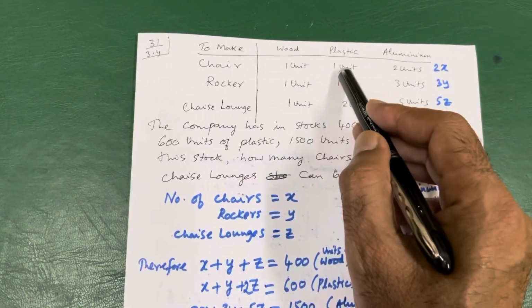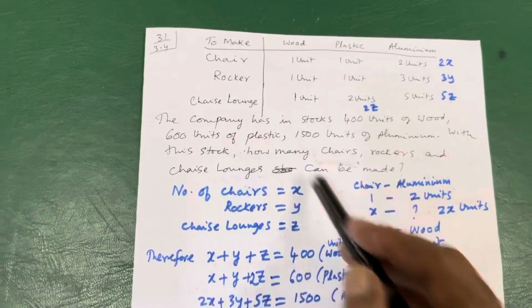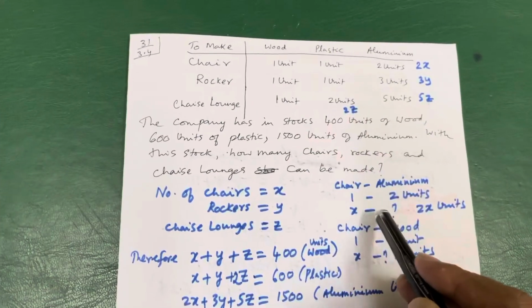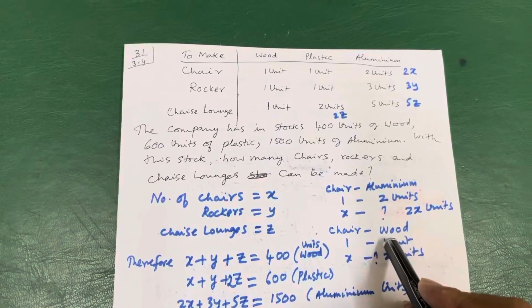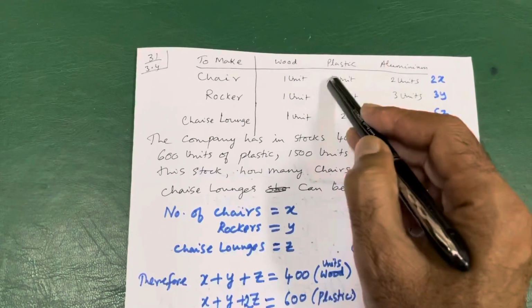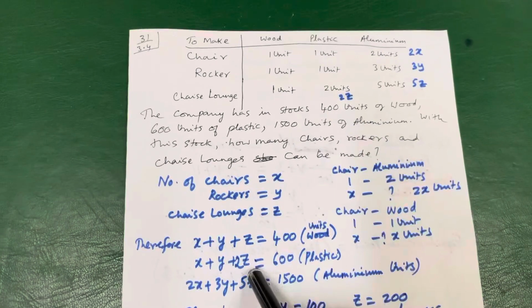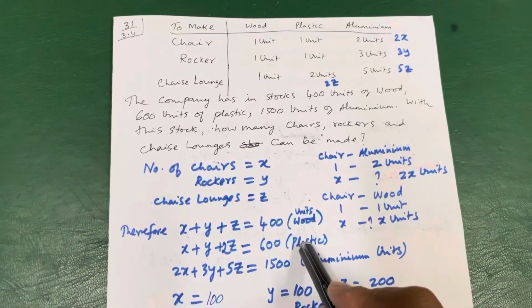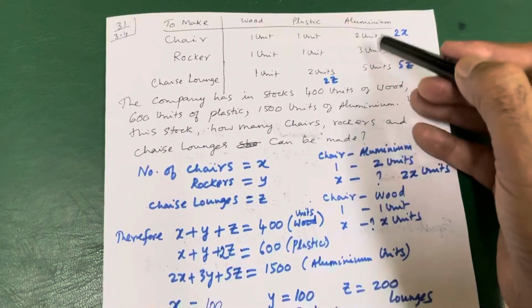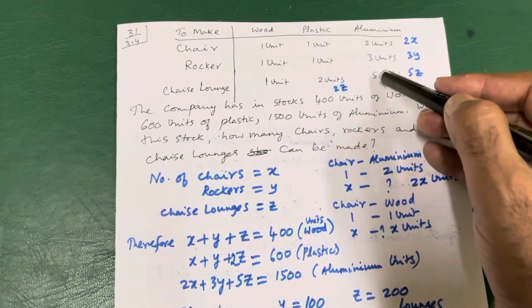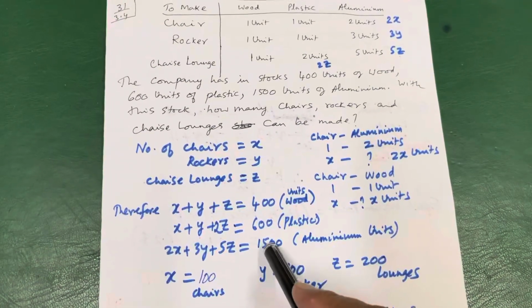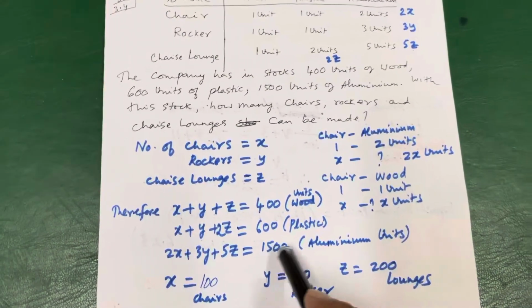So I want to make x units. For 1 chair I need 1 unit of plastic, so x chairs means x units. So x units, y units, and 2z units. If I make it, I get 600 units of plastic. Similarly, 2x units, 3y units, and 5z units will give you the aluminum total. I hope you got this point.